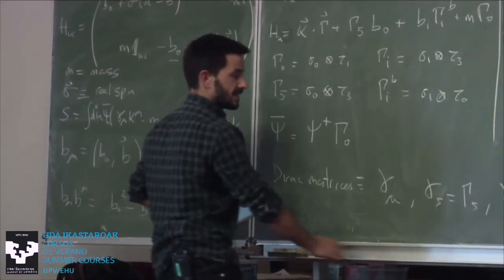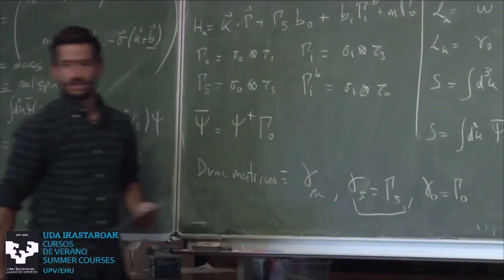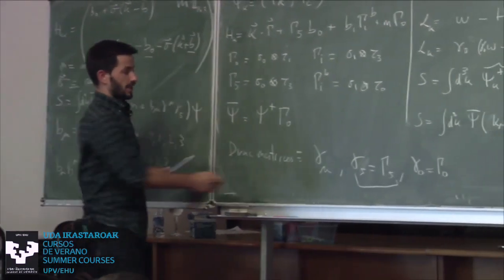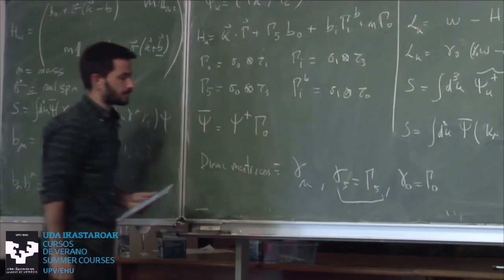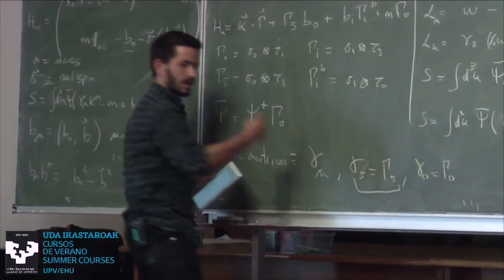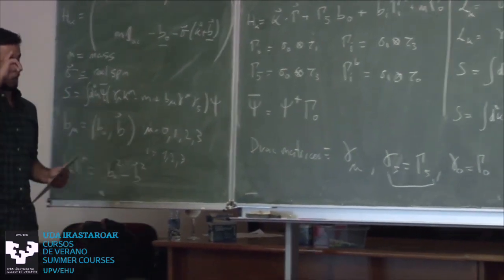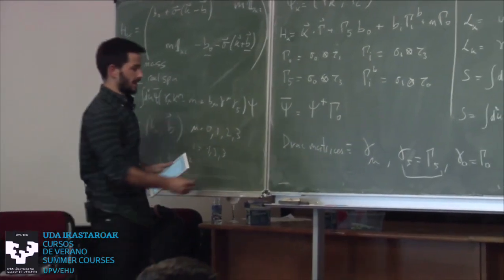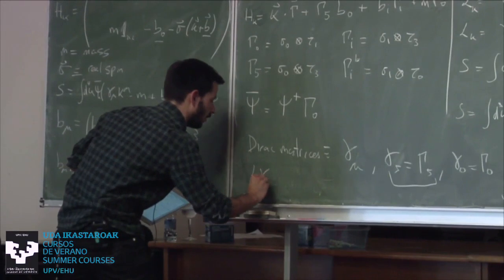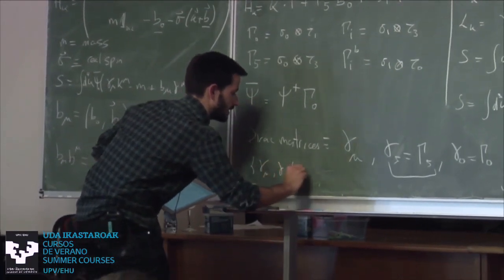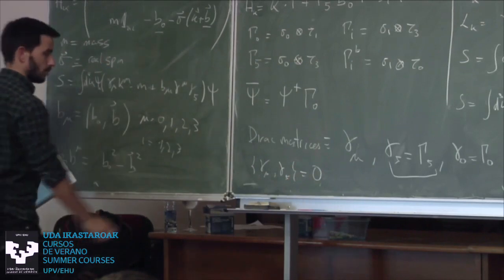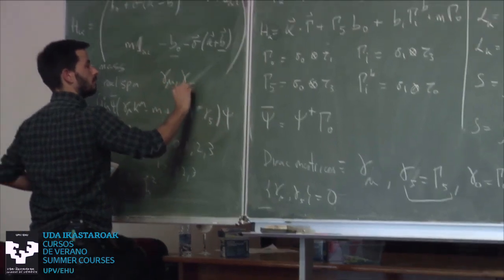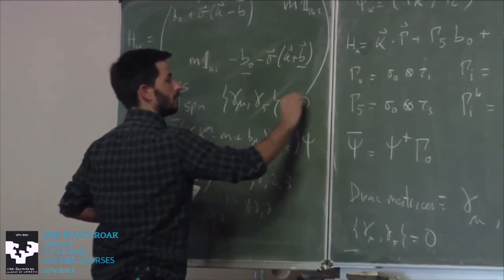this gamma five matrix is quite important. You can check that it's a product of all the other gamma matrices: gamma zero times gamma one, gamma two, gamma three. Some people put an i, but that's fine. Since it's a product of all gamma matrices, it anti-commutes with all of them. This is an important property, so I'm going to put it here.